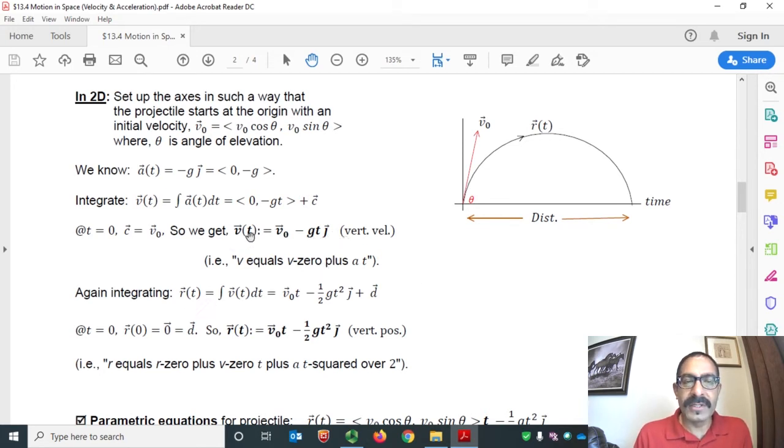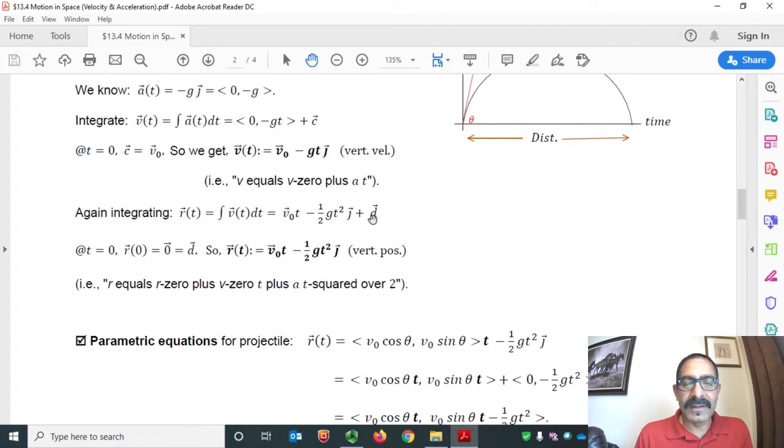Again, integrate the velocity. It gives us r(t), the position vector. And to find the value of this constant vector d, we put t equals 0, then r(0) turns out to be, this is 0, this is 0, so simply the 0 vector, which is d. Then put the value of d, which is the 0 vector, here. Then we get the position of our object is v0 t minus 1/2 g t squared j.